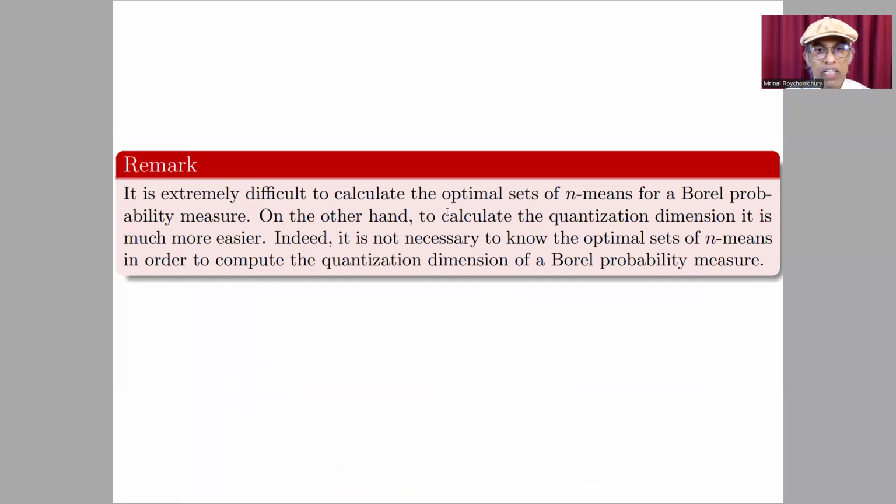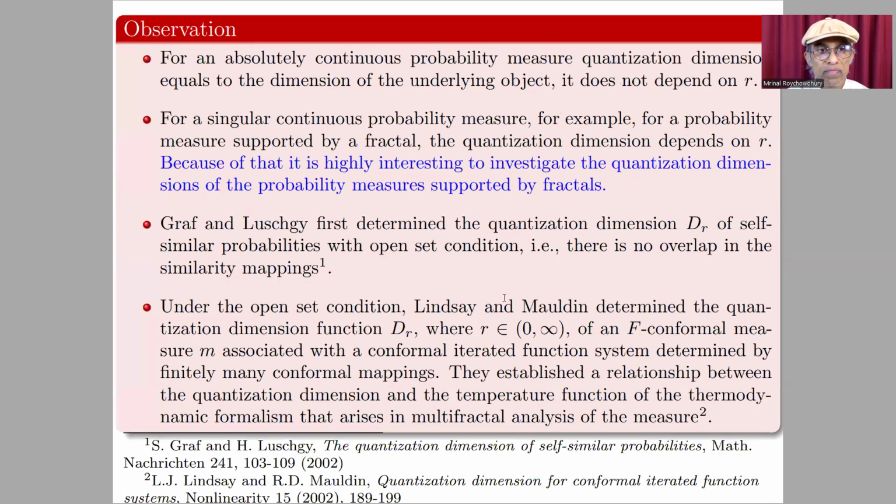It is extremely difficult to calculate the optimal sets of n means for a Borel probability measure. On the other hand, to calculate the quantization dimension, it is much easier. Indeed, it is not necessary to know the optimal sets of n means in order to compute the quantization dimension of a Borel probability measure. Observation: for an absolutely continuous probability measure, the quantization dimension equals the dimension of the underlying object. It does not depend on r.